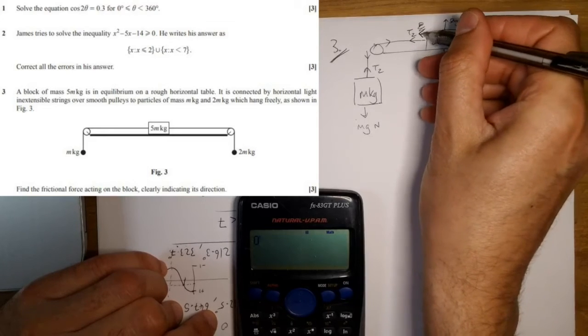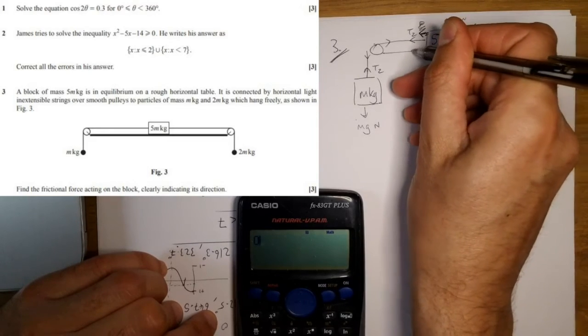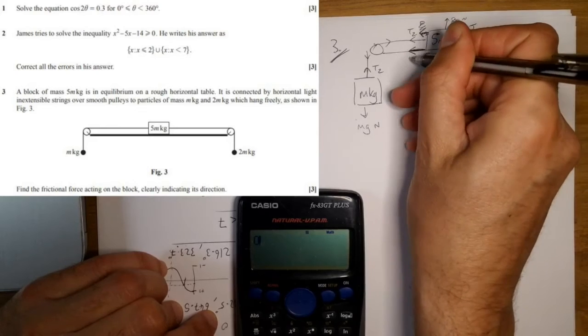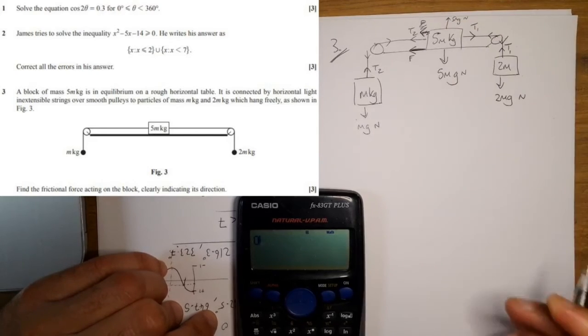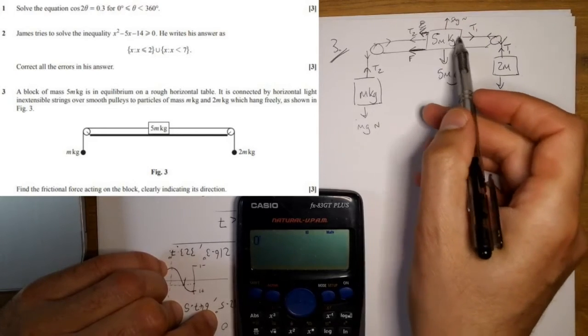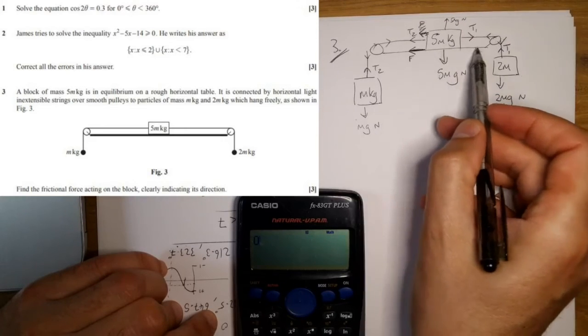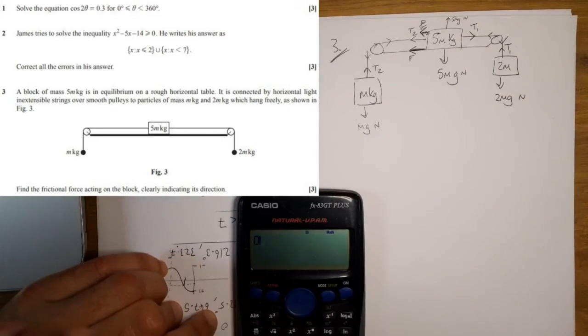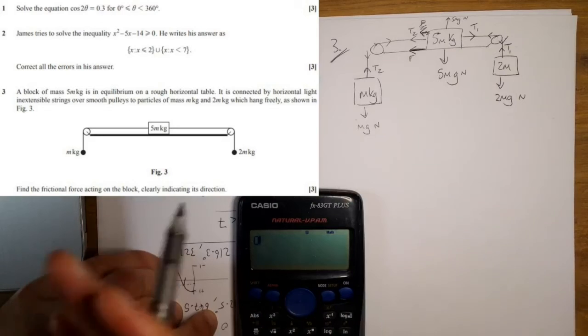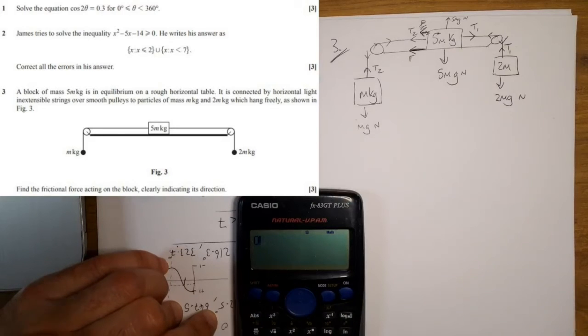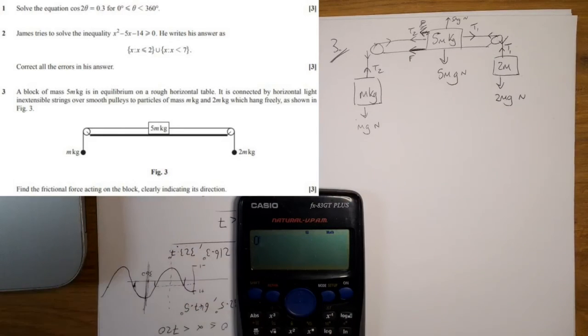Probably shouldn't have drawn it up there actually. People would tend to draw it there along the table because that's kind of where it acts. It's acting between the base of the mass and the surface of the table. So there it is. I'm going to get some of the 3 marks for writing that F there. What I've got to do now is figure out what the F is.